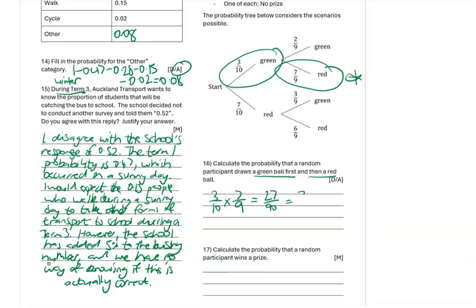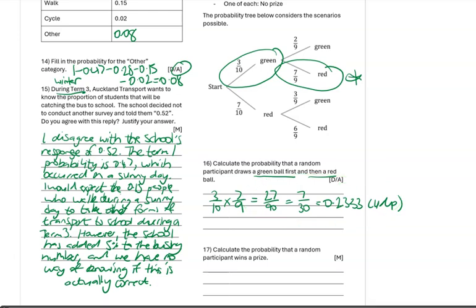And that could get you to 7 out of 10 if you simplify the fraction, or it could get you to 0.2333 with a 4DP rounding if you convert it to decimals. But any 3 of those, whichever one you put in, you would have got 4 marks. And if you did get that right, that was worth an achieved mark.